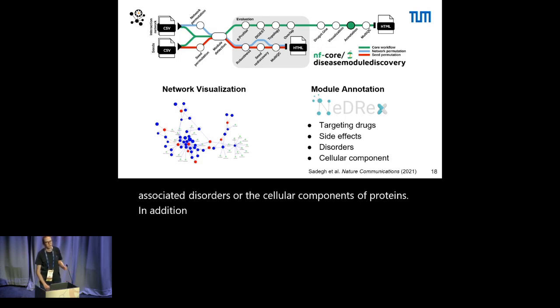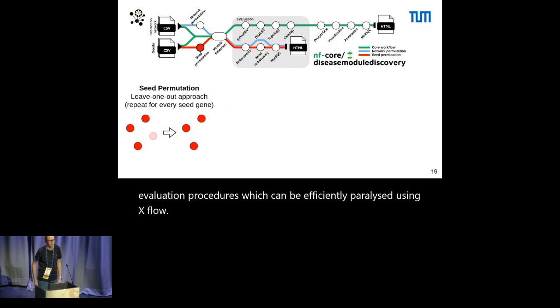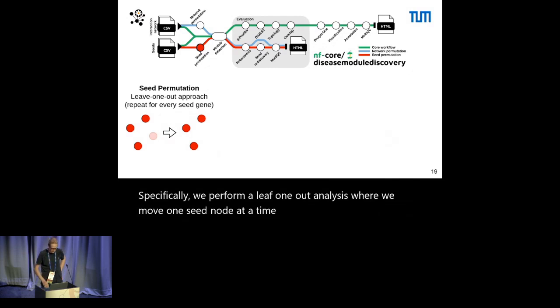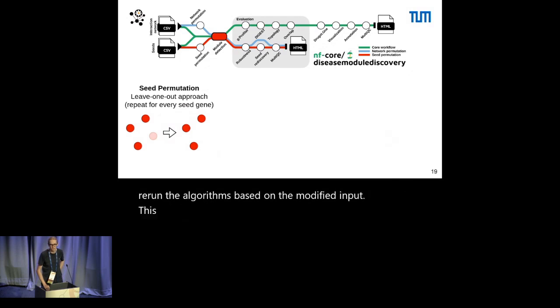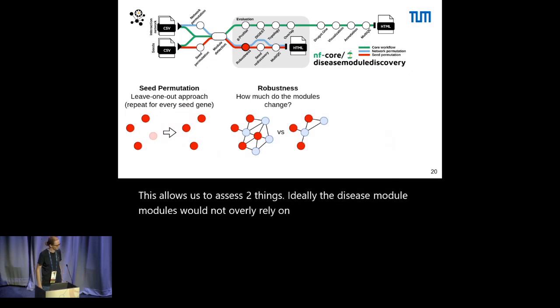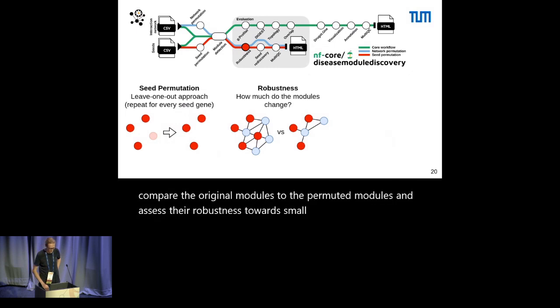In addition to this core workflow, we also perform some more computationally demanding input perturbation-based evaluation procedures, which can be efficiently parallelized using Nextflow. Specifically, we perform a leave-one-out analysis, where we remove one seed node at a time from the initial seed set and then rerun the algorithms based on the modified input. This allows us to assess 2 things. First, ideally, the disease modules would not overly rely on a single gene. So we compare the original modules to the permuted modules and assess their robustness towards small input permutations.